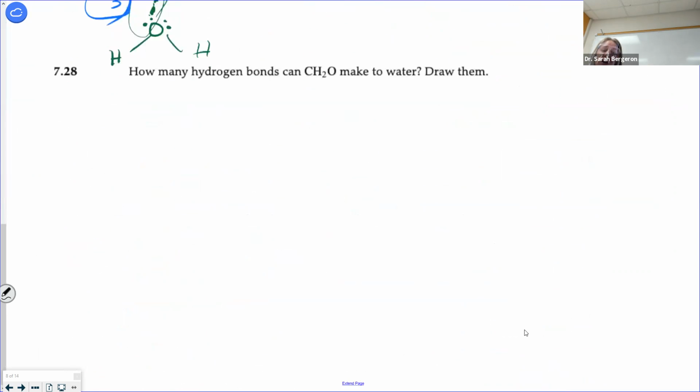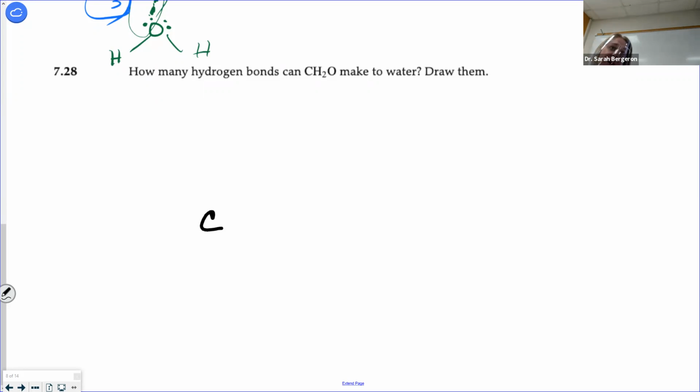All right. Now, we have to not only be able to recognize what kind of interactions can happen, but we have to see where those interactions can actually happen. So we have this molecule CH2O, and we're going to put some of it in water. What I want to know is how many hydrogen bonds can this molecule make with water? So if I were to draw this molecule, what would it look like?